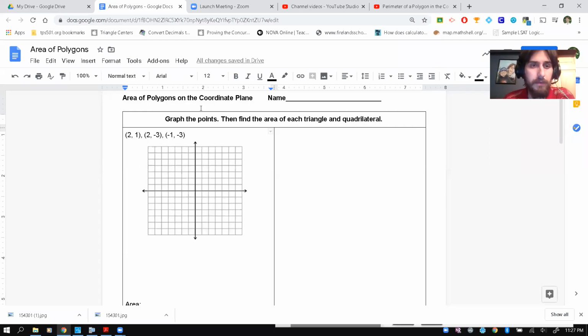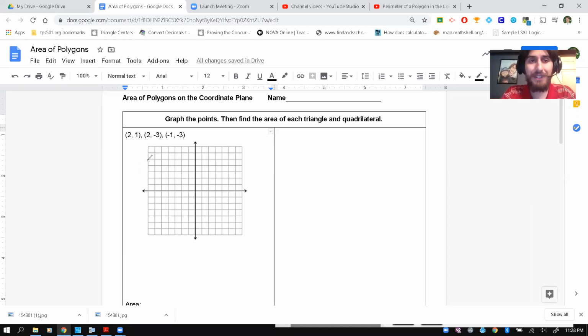For this video, we're going to go over how to find the area of polygons created in a coordinate plane by a system of points. In order to do that, you're going to have to go through three steps. The first step is we are going to have to be able to graph the points.